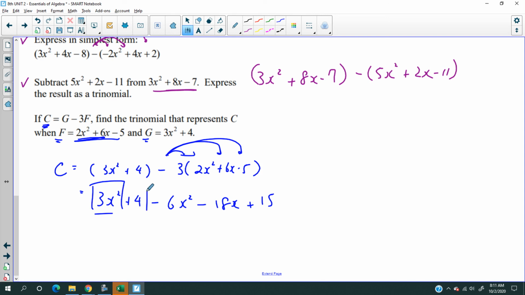All right, so let's combine like terms. That is negative 3x squared minus 18x. And then I still got the 4 plus 15, so that's 19. I think that's it. Let me double check one last time. Yep. Okay, and we're done.